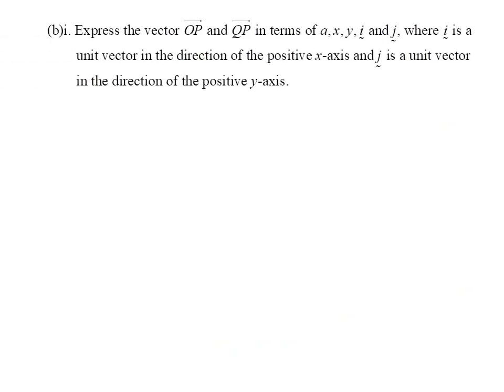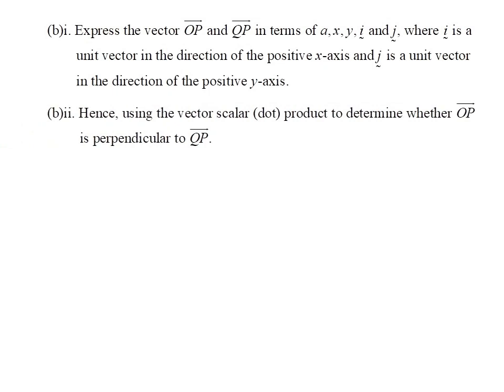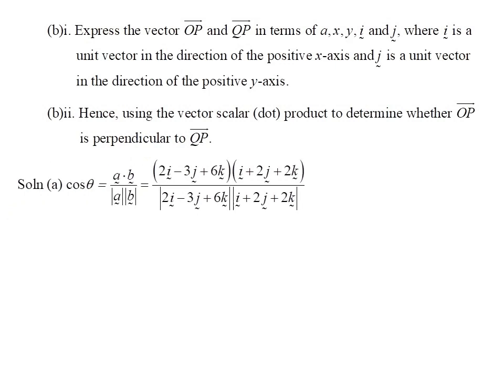Part B has two sections. Section 1 is to express the vectors OP and QP in terms of a, x, y, i, and j, where i is a unit vector in the direction of the positive x-axis and j is a unit vector in the direction of the positive y-axis. Section 2 is to use the vector dot product to determine whether vectors OP and QP are perpendicular to each other. Now let's start with part A.